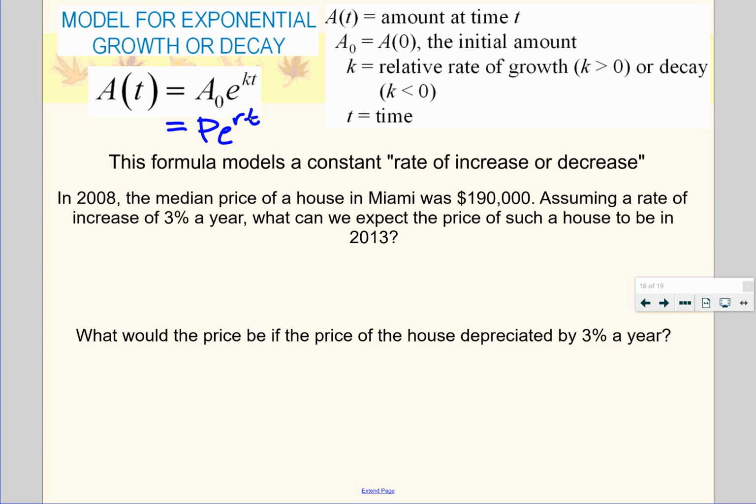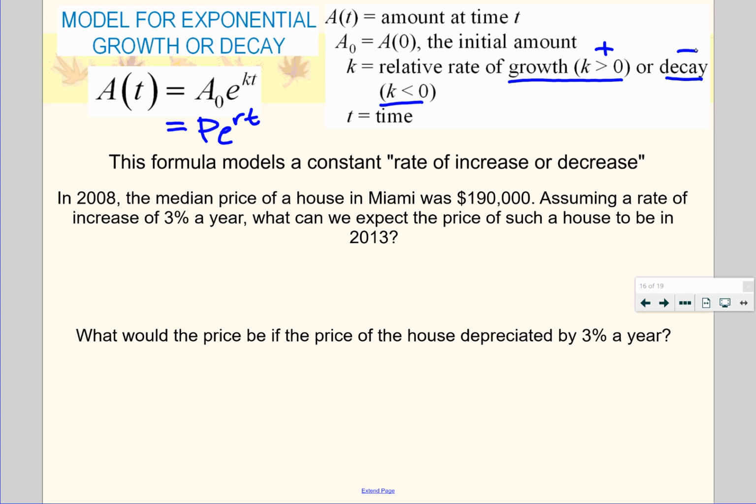We still have E. Instead of an R, we have a K. K is your rate of growth. And depending on if you're growing or decaying, K could be either a positive or a negative number. So if you're going to have exponential growth, K will be a positive decimal. If it's decaying, K will be a negative decimal. So for example, if I'm growing by 5%, K is 0.05. If I'm decaying by 5%, K is negative 0.05. You just put a negative in front of the number. And then T is still time. It just might be a different interval of time. It might not be years. It might be like minutes or half lives or something like that.